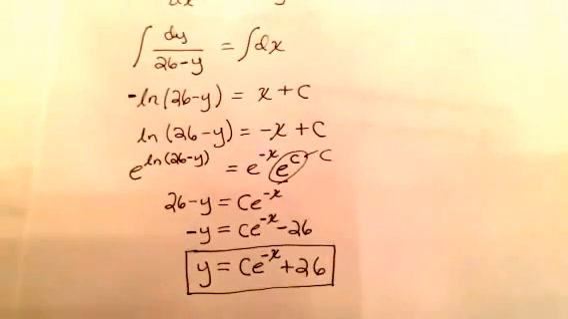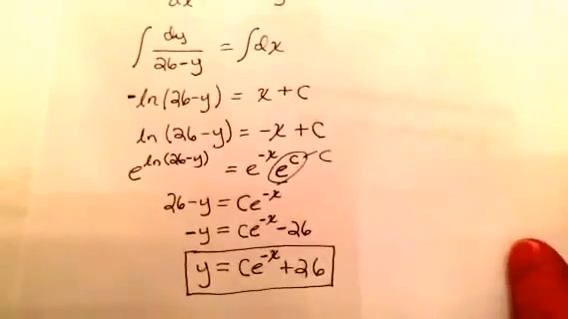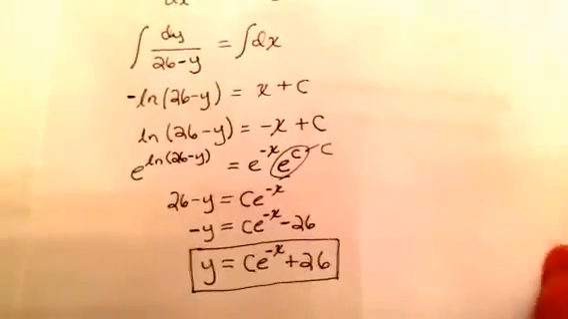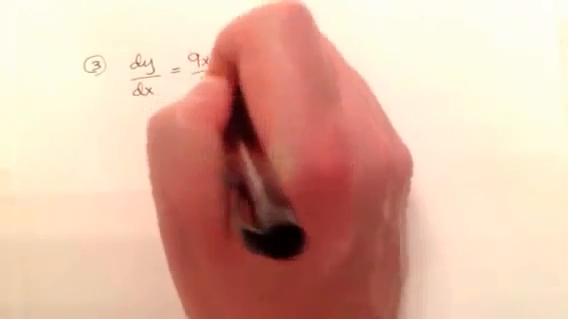Now, in the case of item number 3, we have both variables x and y present along with the differentials dy and dx. And for this particular problem, once again, we have that dy over dx is equal to 9x over y.